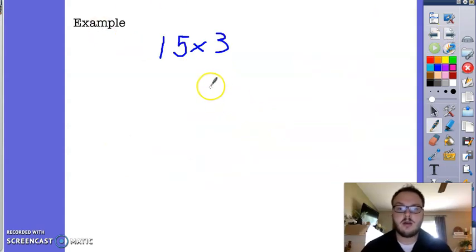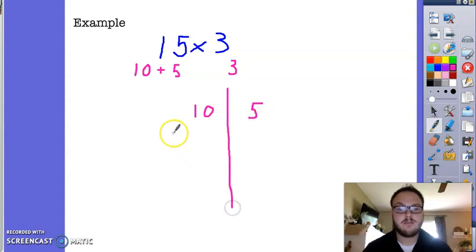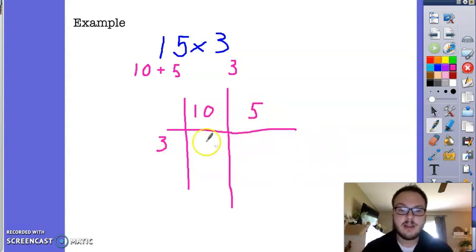Now let's move to a smaller problem that you can actually still do the box method with. Again, I need to break it down into expanded form, so that's going to be 10 plus 5, and 3 is already in its most basic form, so it's going to stay 3. Now, I need to count how many columns I'm going to need, or rows, either one, because again, multiplication is commutative. So I've got a 10 and a 5. I'm going to break those down. And then just 3. So that's all I really need to set up this problem.